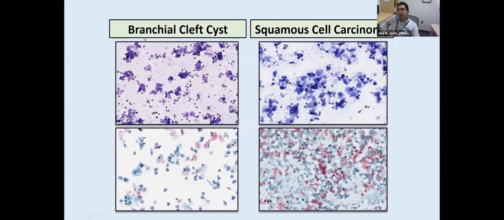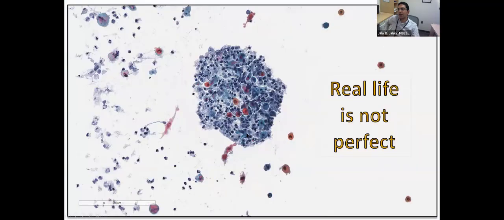So the cases I presented are classic cases from both entities, and you can see here that the morphology is very different between the two, the benign squamous cells and the really atypical malignant squamous cells. But we all know that real life is not perfect. Here's a glimpse of the third case that I'll be presenting that shows a lot of inflammation in the background, some perhaps atypical squamous cells.